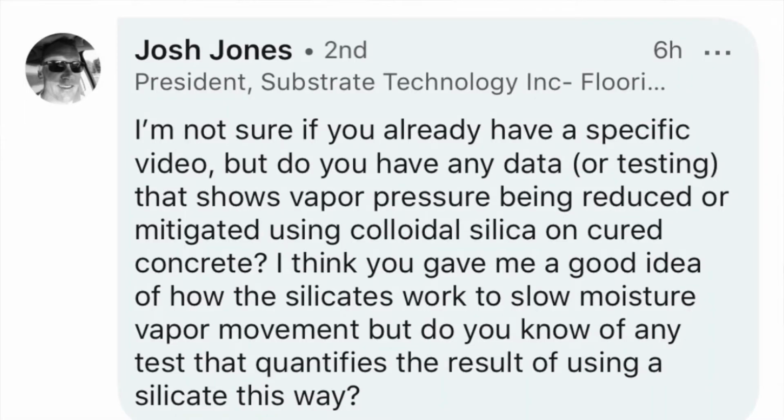Do you have any data or testing that shows vapor pressure being reduced or mitigated using colloidal silica on cured concrete? I think you gave me a good idea on how silicates work to slow moisture vapor movement, but do you know of any test that quantifies the result of using a silicate this way? Well, Whitney, the answer is yes and yes. Oh, wonderful. Well, that was easy. That was the quickest video ever.